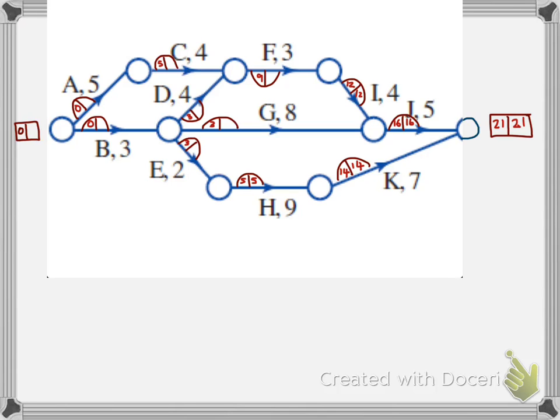And what am I going to do next? What about activity F's latest start time? I'll take 12. I'll go back 3. That means I'll put a 9 in here. What about activity G? I can do that one now. 16, back 8, leaves 8.